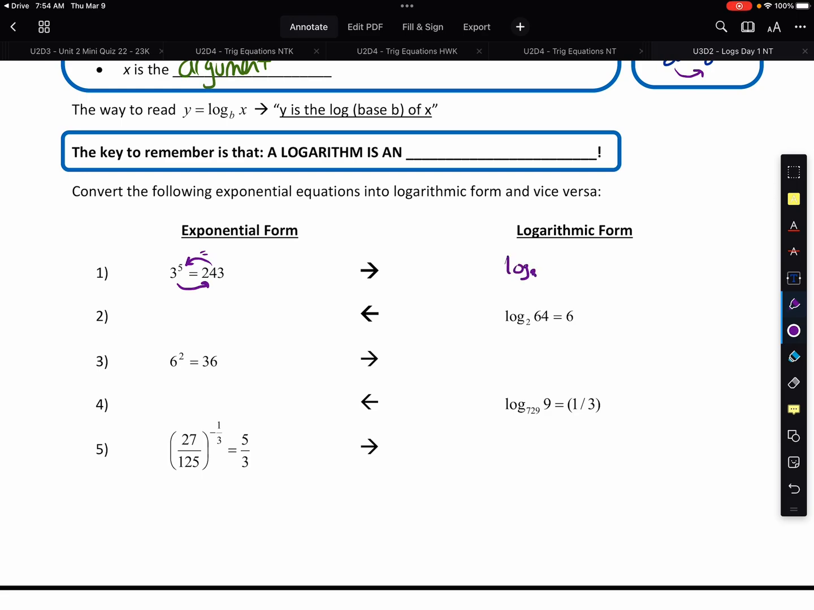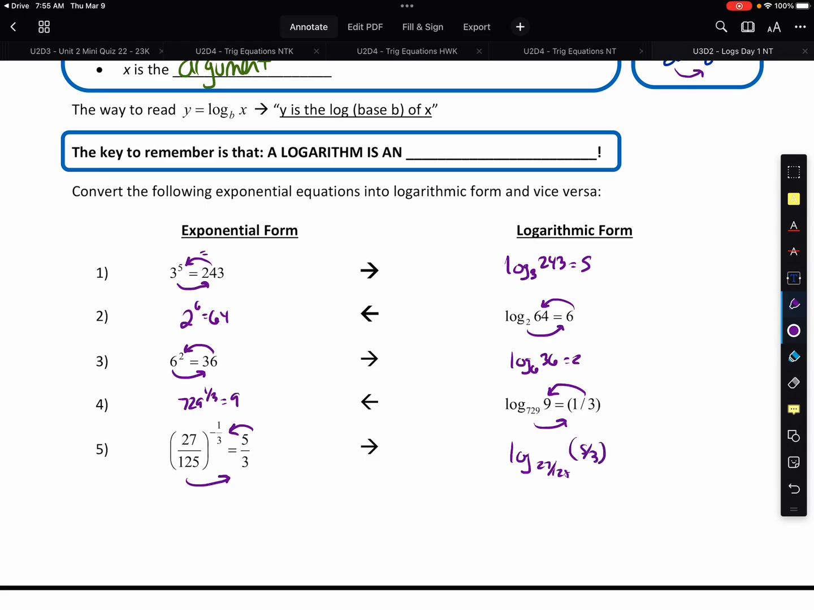log base 3 of 243 equals 5. 2 to the 6 equals 64. 6 goes under 36 and equals 2. 729 to the 1/3 equals 9. Man, we got a lot going on here, but whatever. So log base 27 over 125 of 5/3 equals negative 1/3. Right, all those using that wheel concept, converting.